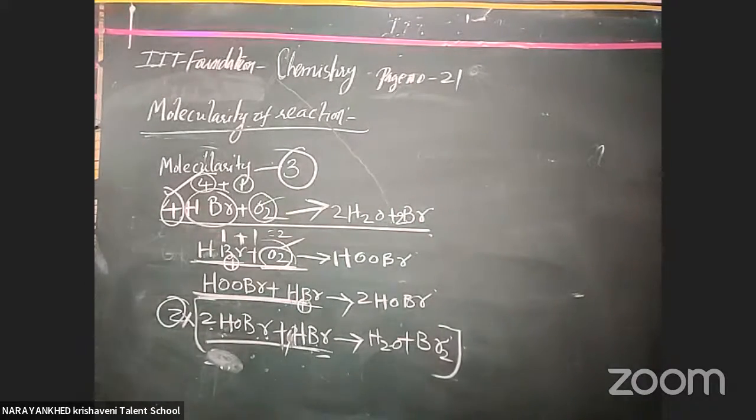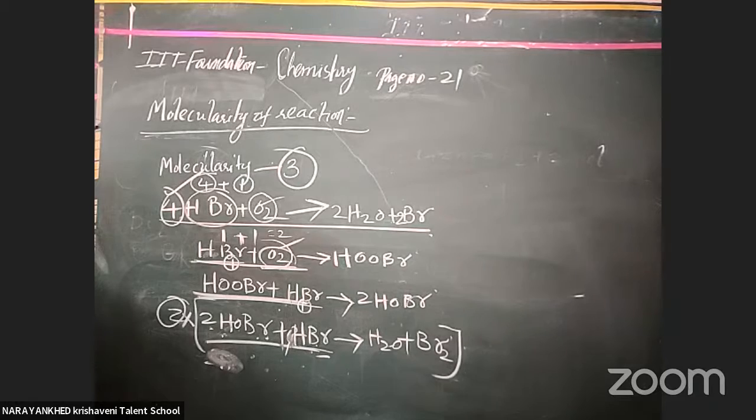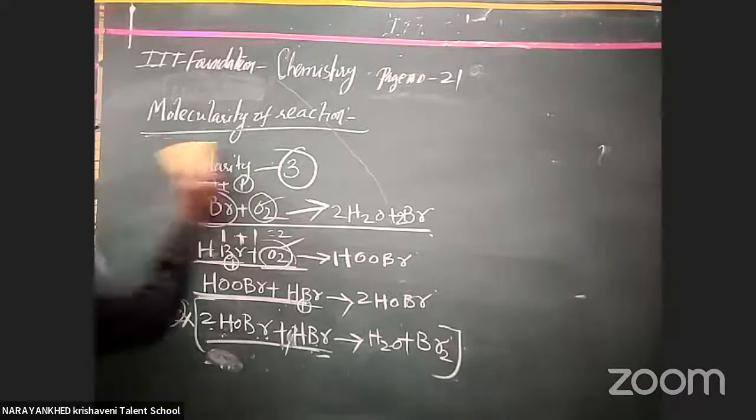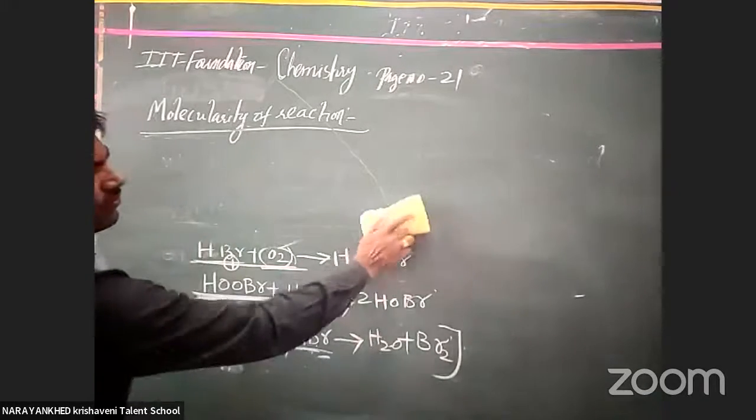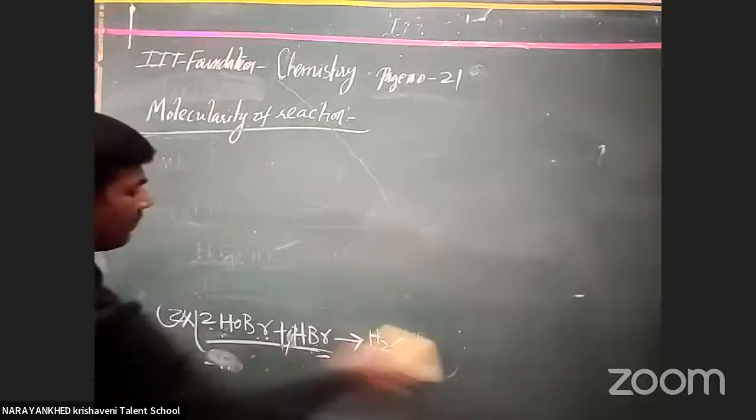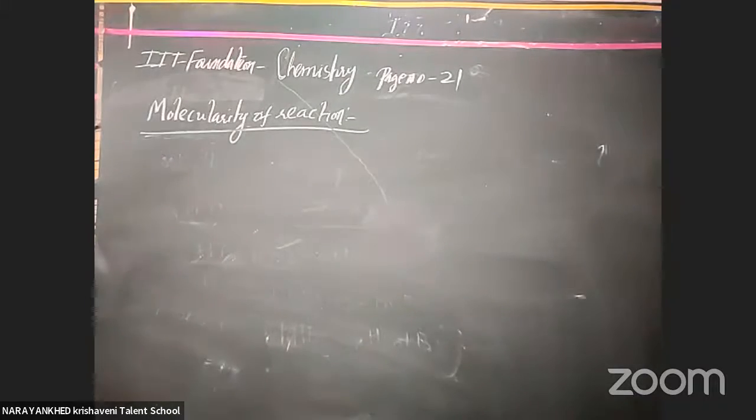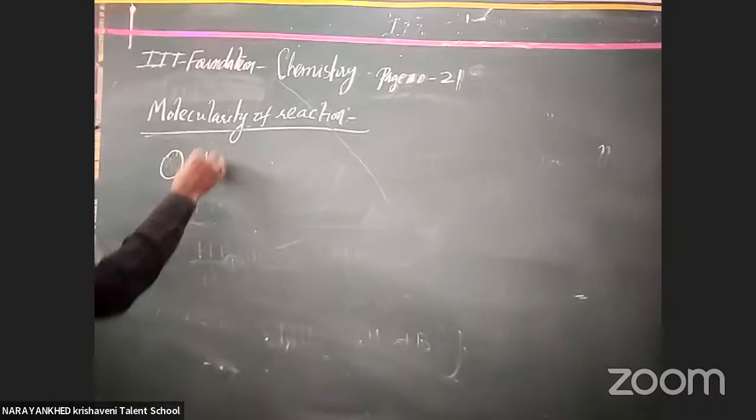Then what is the molecularity totally? We are considering it in step 1; we are not considering them together. Next, after this: order of reaction. How to find out the order of reaction?